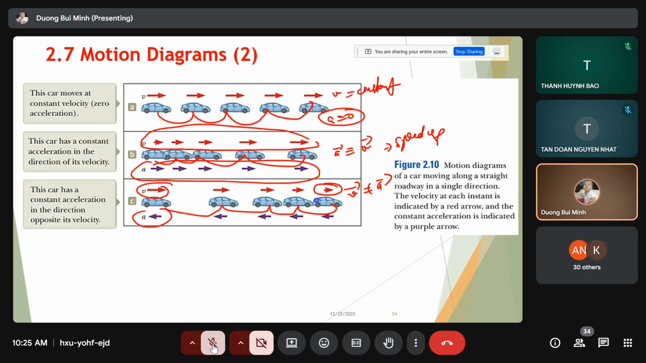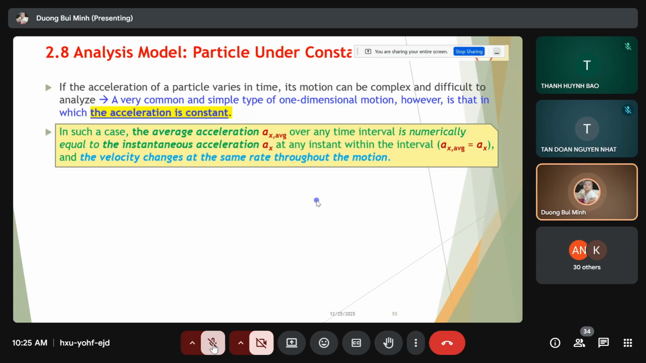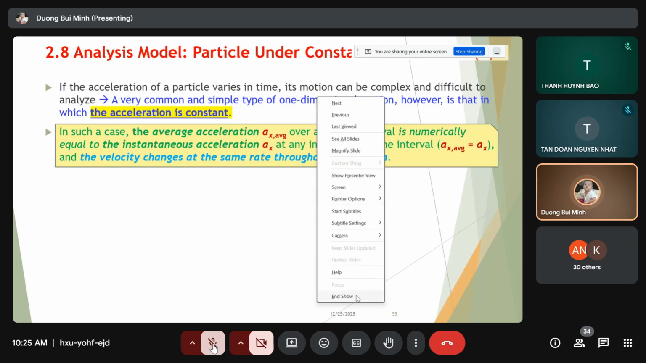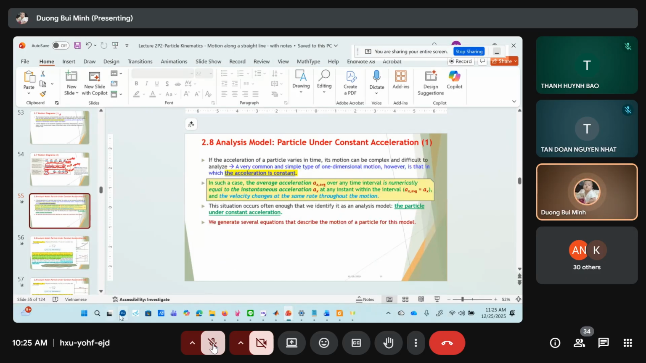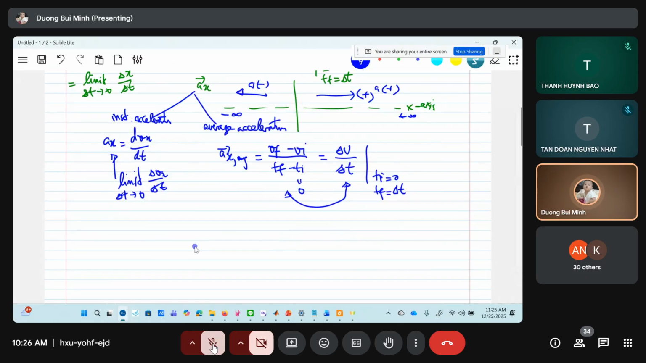That's all. So now I think we take a break. We take a break. Now it is 10:25, and we will come back at 10:35.